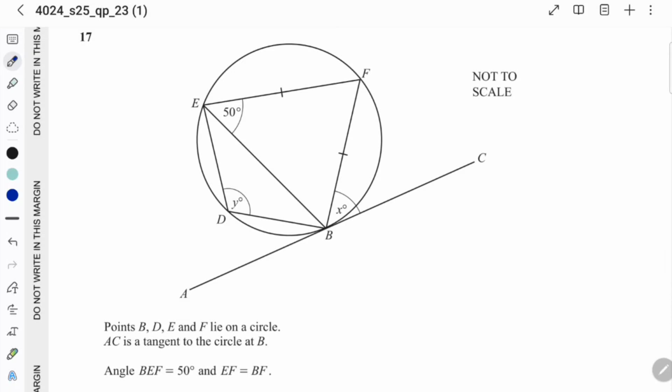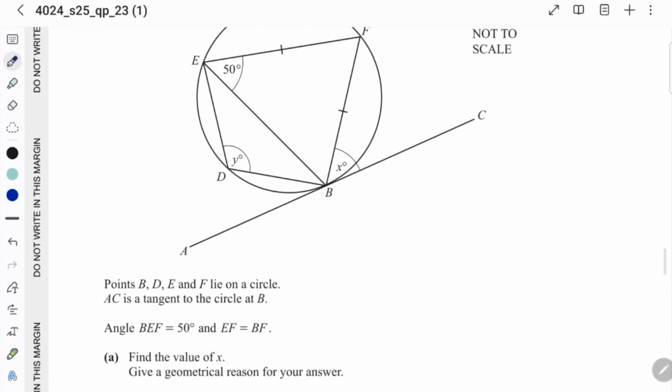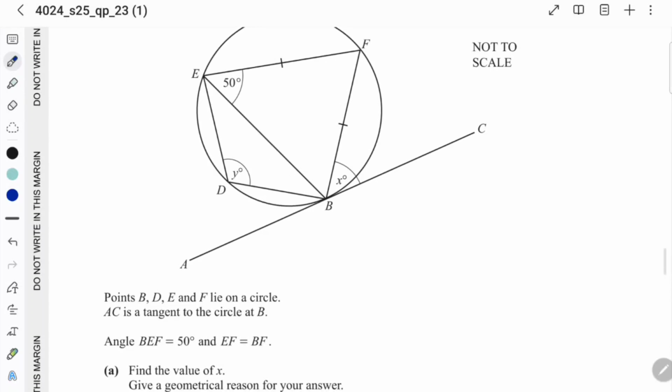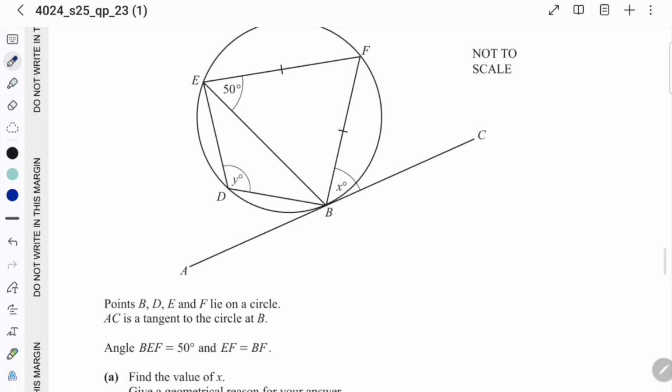Go to the next question, angle properties of circle. So here they're asking you points A, B, D, E lie on a circle. AC is a tangent, BF is 50, EF and BF is equal. Find the value of x. Look at this question, what's happening. First of all, it's a tangent.